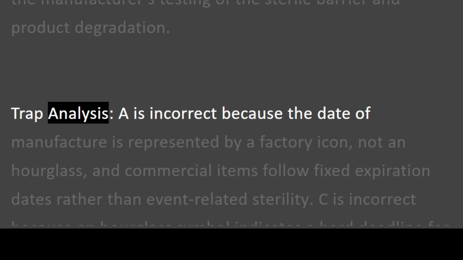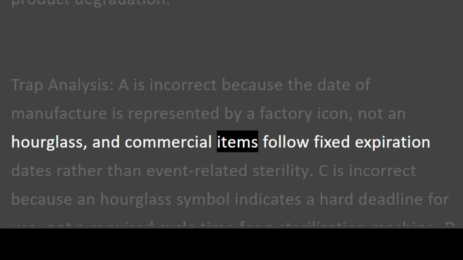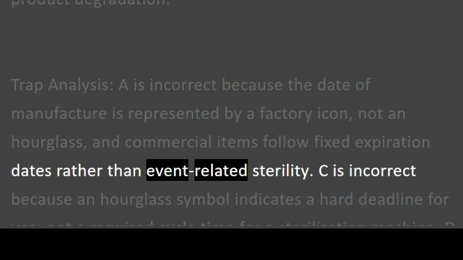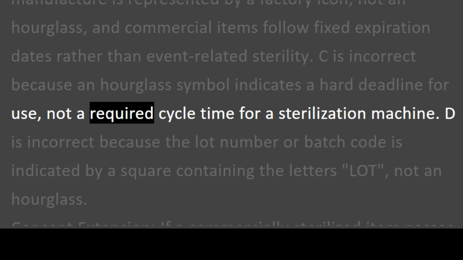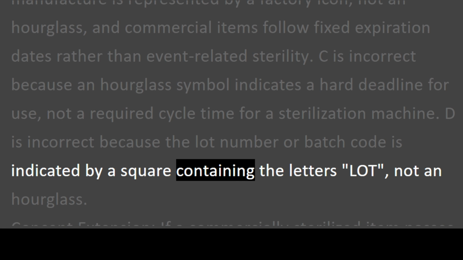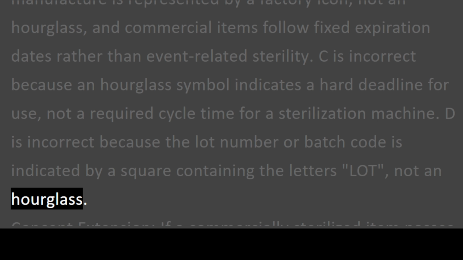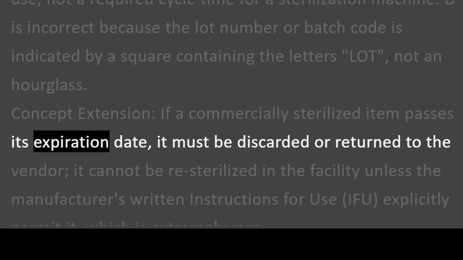Trap analysis. A is incorrect because the date of manufacture is represented by a factory icon, not an hourglass, and commercial items follow fixed expiration dates rather than event-related sterility. C is incorrect because an hourglass symbol indicates a hard deadline for use, not a required cycle time for a sterilization machine. D is incorrect because the lot number or batch code is indicated by a square containing the letters LOT, not an hourglass. Concept extension. If a commercially sterilized item passes its expiration date, it must be discarded or returned to the vendor.